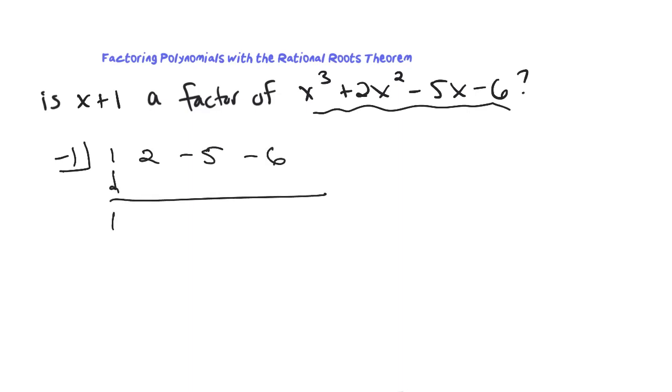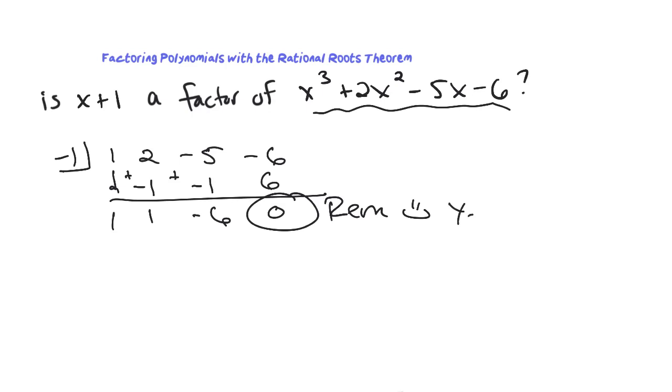And we start by bringing down the first coefficient. So bringing down the 1, negative 1 times 1 is negative 1. 2 plus negative 1 is 1. Multiply by the number in the box. Negative 1 times 1 is negative 1. Add negative 5 plus negative 1 is negative 6. And negative 1 times negative 6 is positive 6. So that is wonderful. We have a remainder of 0, which means the answer to the question, is x plus 1 a factor, is yes, x plus 1 is a factor.